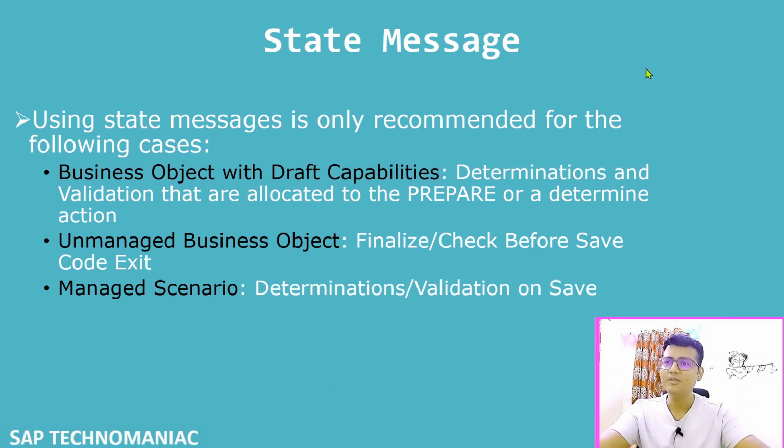State messages are usually recommended in these scenarios. First, in the managed scenario, you have to write them in the determinations and validations. If you are working with the unmanaged scenario, you check before save and finalize during the save sequence, and there you have to write these kinds of state messages. And with draft capabilities, when you are doing the determination and validation that are allocated to the prepare and determine actions, at that time we have to write these state messages. These are the recommendations from SAP, and we have to write them there only. We will see that in the draft scenario and unmanaged scenario, we already wrote only transition messages, not state messages. If you want to write a state message, then you have to write it in these places only.